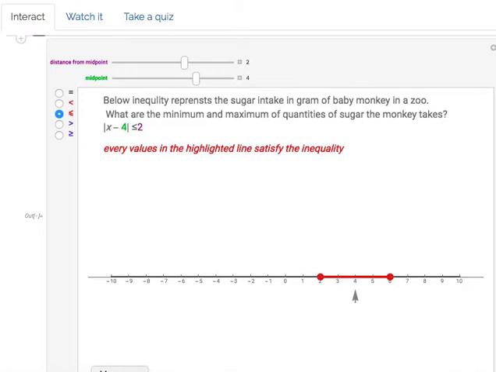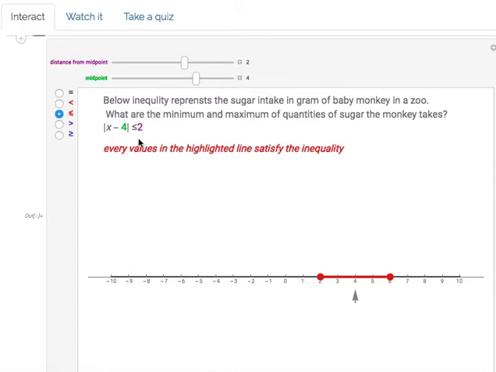This model helps us to understand the inequality with absolute function. Look at the board problem here. Below inequality represents the sugar intake in gram of baby monkey. What are the minimum and maximum quantities of sugar the monkey takes? This is the inequality where x represents the sugar intake of the monkey.